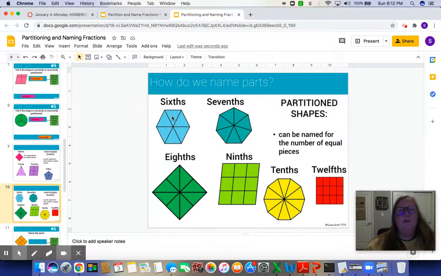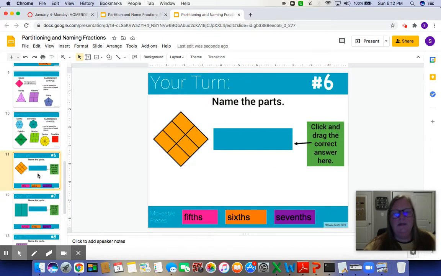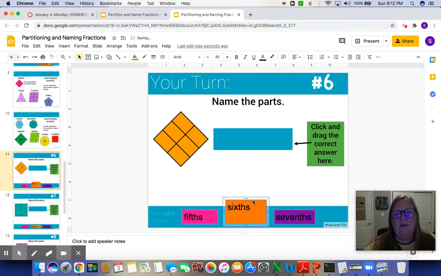If you have 6 equal pieces, it is sixths. 7 equal pieces is sevenths. 8 equal pieces would be eighths. 9 equal pieces would be ninths. 10 equal pieces would be tenths. And 12 equal pieces would be twelfths. So you're going to practice that in the next slide by counting the pieces. Again, you'll notice that they are partitioned into equal pieces. So you simply just count the pieces 1, 2, 3, 4, 5, 6. So we would say that it's divided into 6 equal pieces.